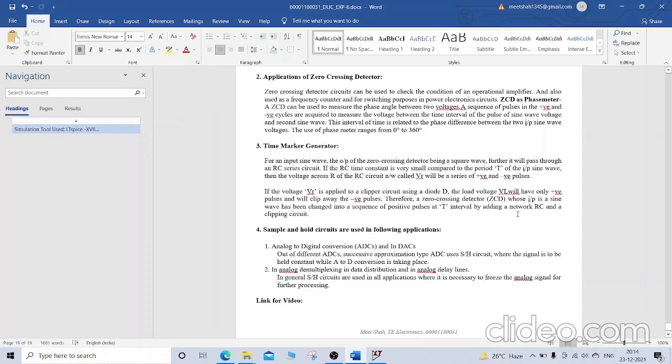Sample and hold circuits are used in the following applications: analog to digital conversion in ADCs and in DACs. Out of the different analog to digital conversions, the successive approximation type ADC uses an S/H circuit where the signal is to be held constant while A to D conversion is taking place. Also in analog demultiplexing, in data distribution and in analog delay time. In general, sample and hold circuits are used in all applications where it is necessary to freeze the analog signal for further processing.